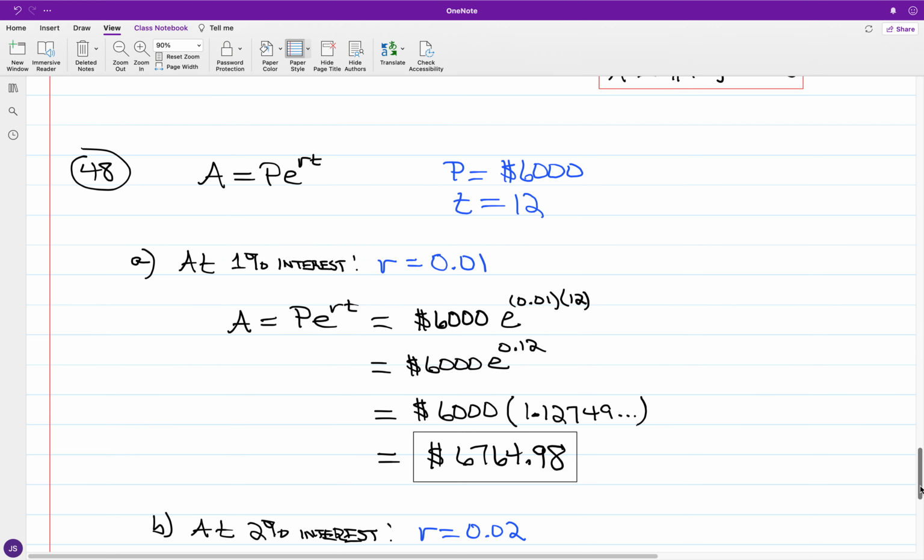Okay, so you have R right at 0.045. Now for the future value, you have $6,000 times e to the R times T, so you have 0.045 times 12. So you have $6,000 times e to the 0.54.